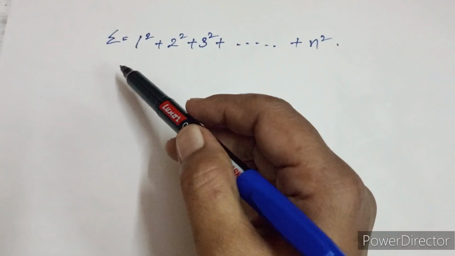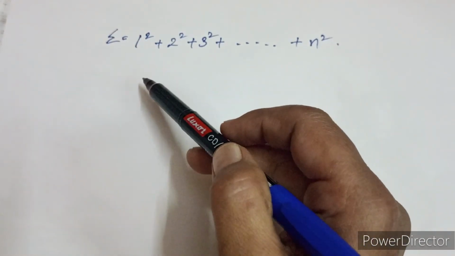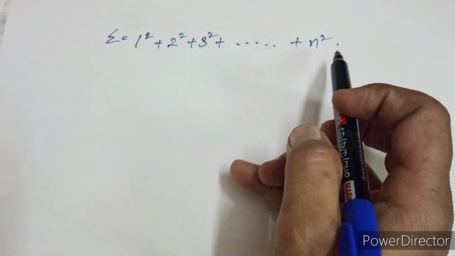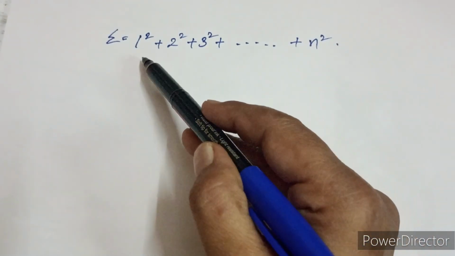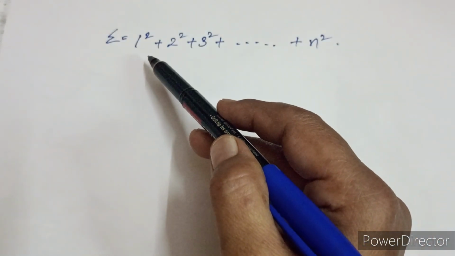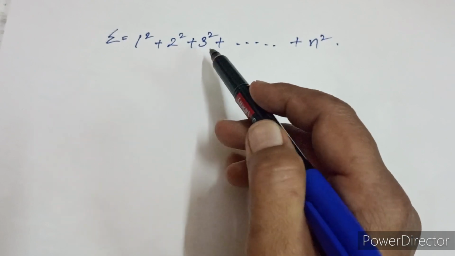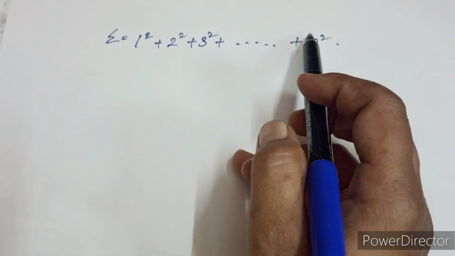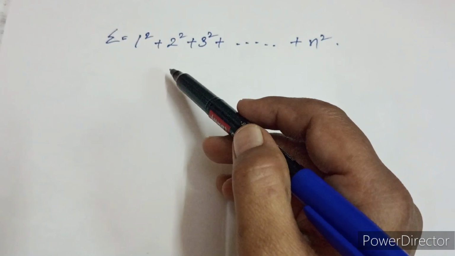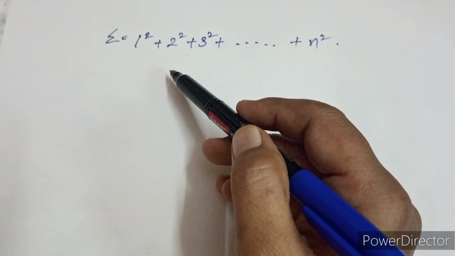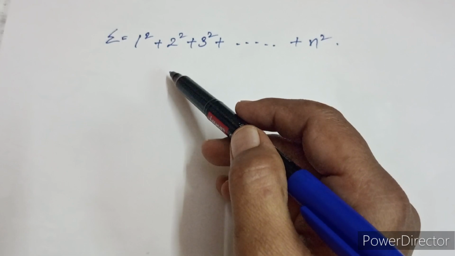Number series program. Suppose I want to add numbers till n, but every number must be squared. So you have to add 1 square plus 2 square plus 3 square, and so on till n square. That means you should ask the user how many numbers they want to add.